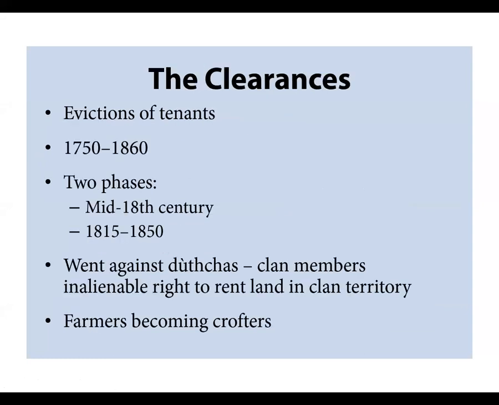Now, the clearance is essentially the eviction of these tenants by their landlords. Again, it takes place for just about a century, from the middle of the 1750s until about 1860. There are two phases of these migration clearances: the middle of the 18th century, and then the larger portion took place in the last 35 years, between 1815 and 1850. Again, this may be the reason your ancestors came over. So this is why you want to see the immigration date for your ancestor.